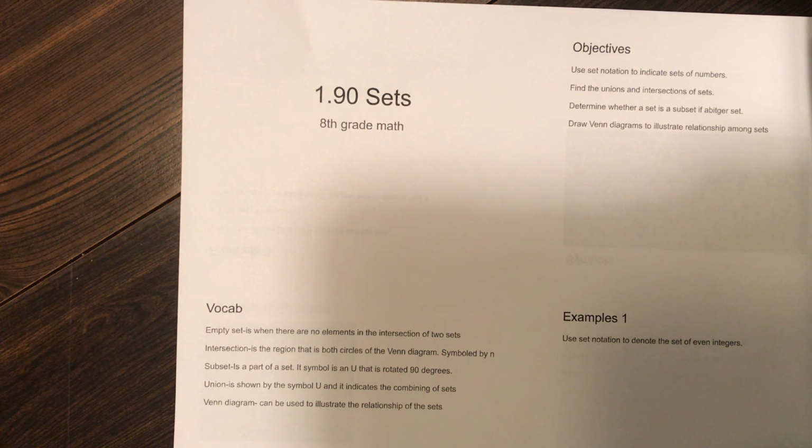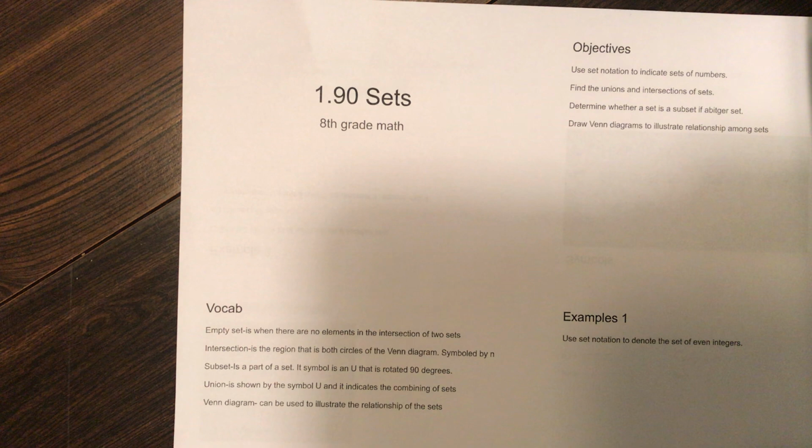Subset is a part of a set. Its symbol is a U that is rotated 90 degrees. Now, a subset is going to be a smaller group inside of a larger group. For example, if you had 1, 2, 3, 4, 5, it could be 2, 3, 5. That'd be a subset of the original one. Union is shown by the symbol U and indicates the combination of sets. That kind of means "and": you have this and this. It's both of them put together.